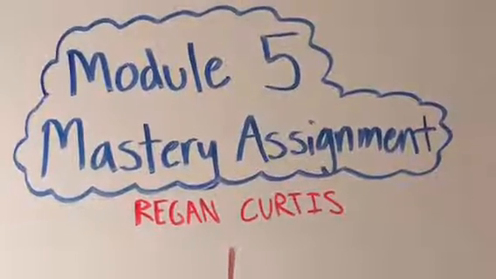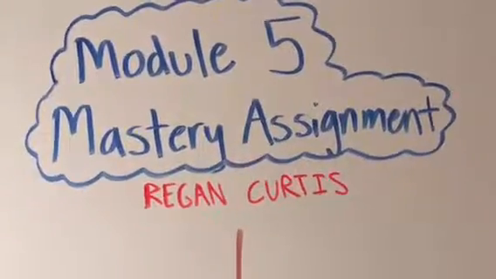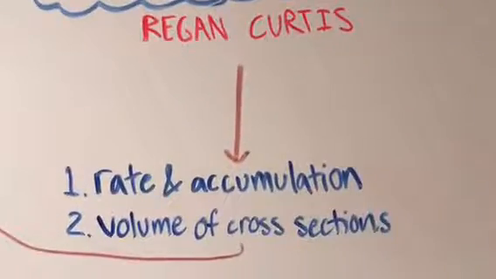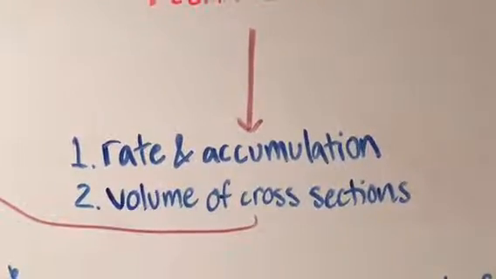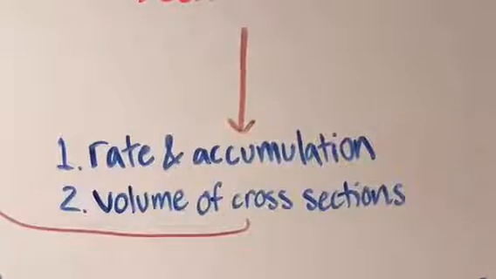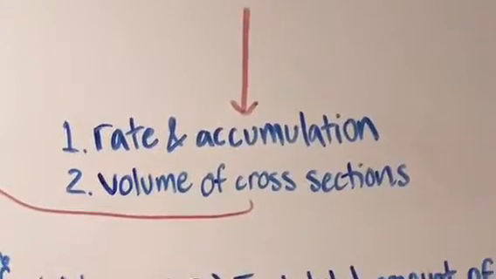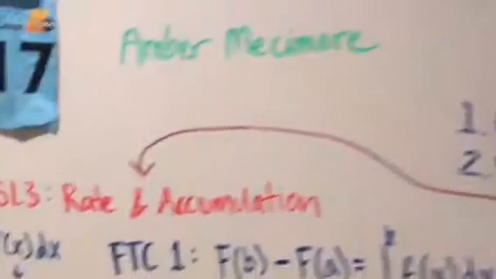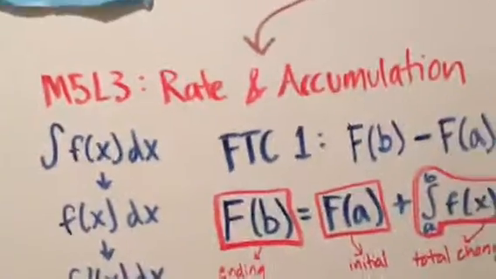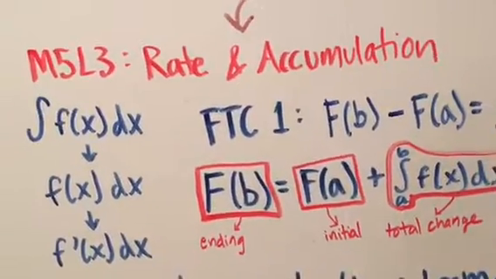Hello. So for my Module 5 Mastery assignment, I focused on these two topics that I thought would be important for the AP exam, and they are rate and accumulation and volume of cross-sections. So first is Module 5 Lesson 3, which is rate and accumulation.